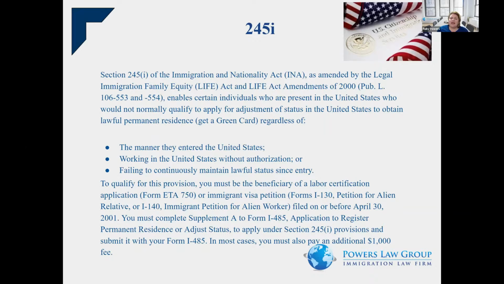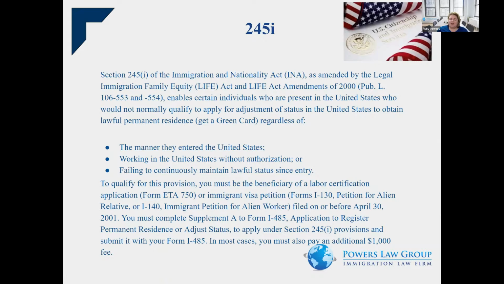Just to go into a little bit of the minutia of it, it's in the INA, the Immigration and Nationality Act, and it enables certain individuals who were present in the United States who would not normally qualify to apply for legal permanent residency, adjustment of status in the U.S., to obtain the green card, regardless of how they entered, working in the U.S. without authorization, or failing to continuously maintain lawful status.